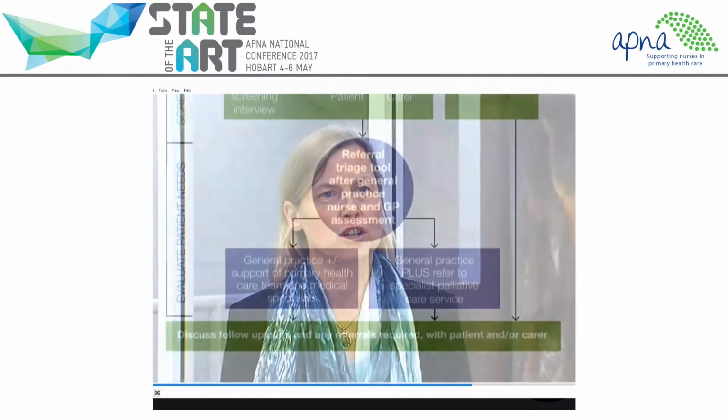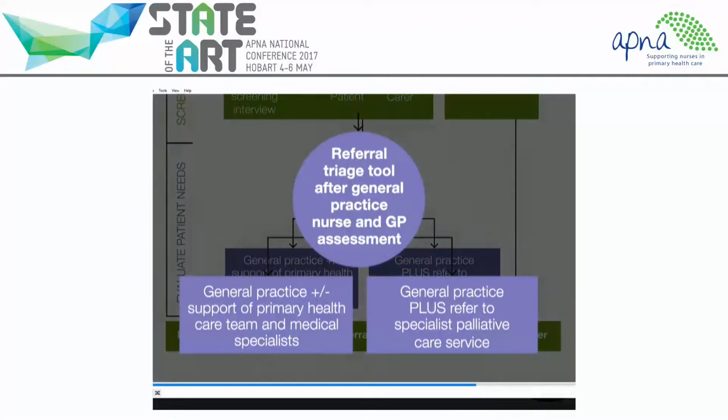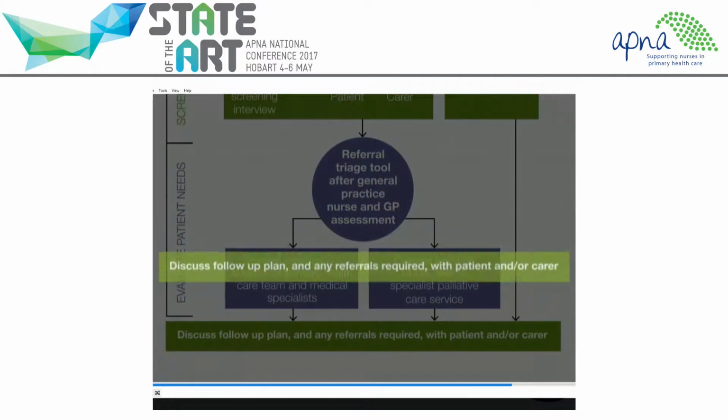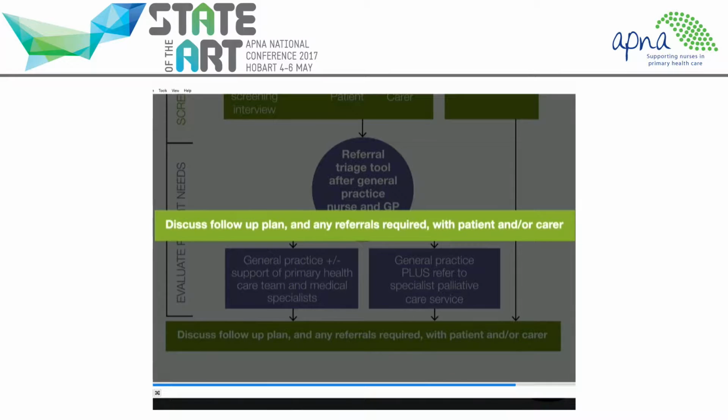After the patient sees the GP, we suggest you touch base with the GP using the referral triage tool. The referral triage tool will help to determine whether the patient's needs can be met by the GP practice at present with the current support systems in place, or whether the patient may need referrals for additional support, including considering whether early referral to specialist palliative care is required. Any required referrals will then need to be discussed with the patient and or their carer, and the next appointment booked in for the patient to see the GP practice.